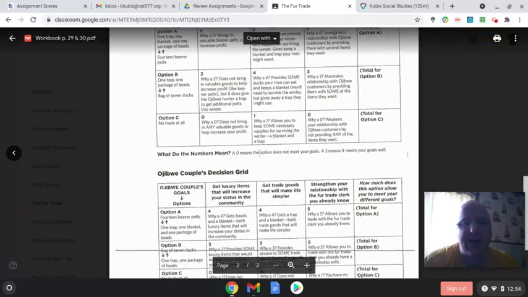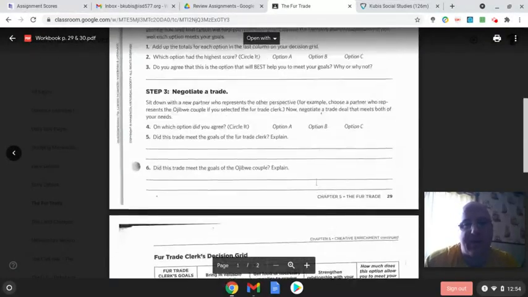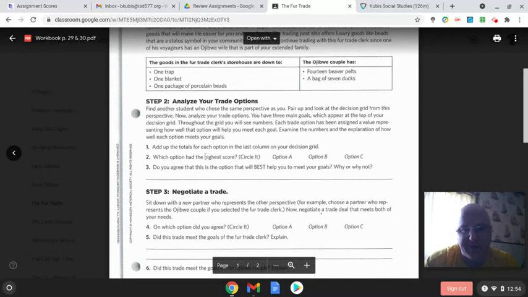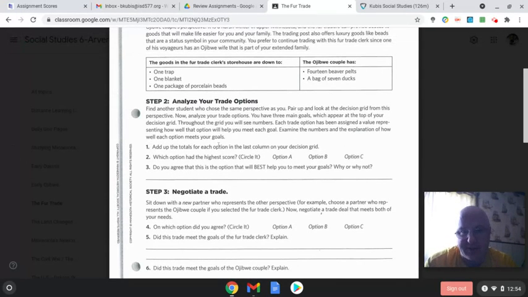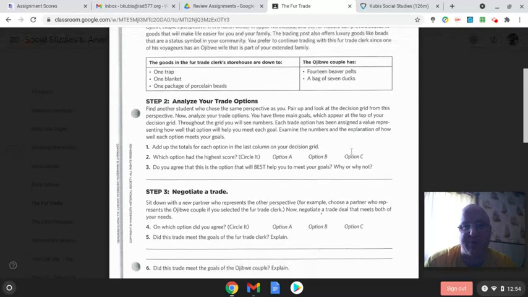And then when you're done adding up your scores, going all the way across, then you come back up to step 2. And so you already did number 1, add up the totals for each option in the last column in your decision grid. So you did that. Then you have to decide which option has the higher score. So then you tell me, is it option A, option B, or option C? And I want you to do that for both the fur trader and the Ojibwe couple. So do it for both.